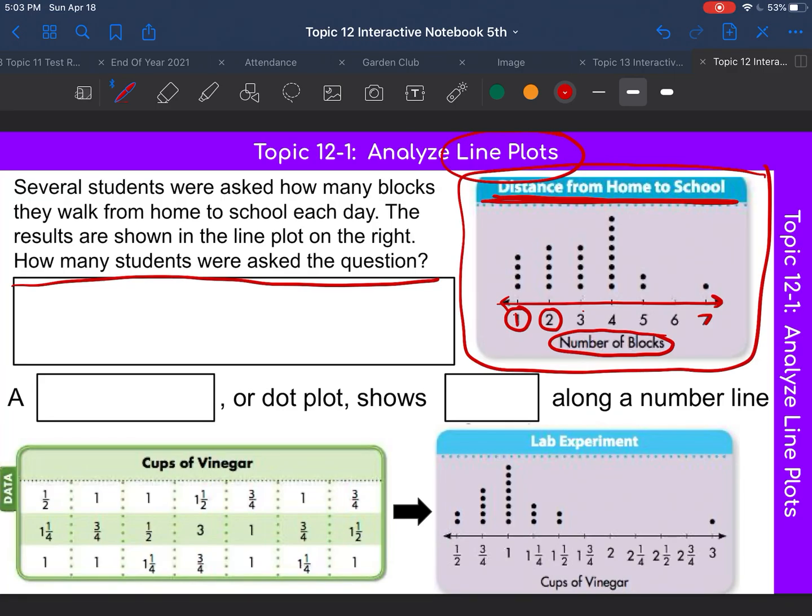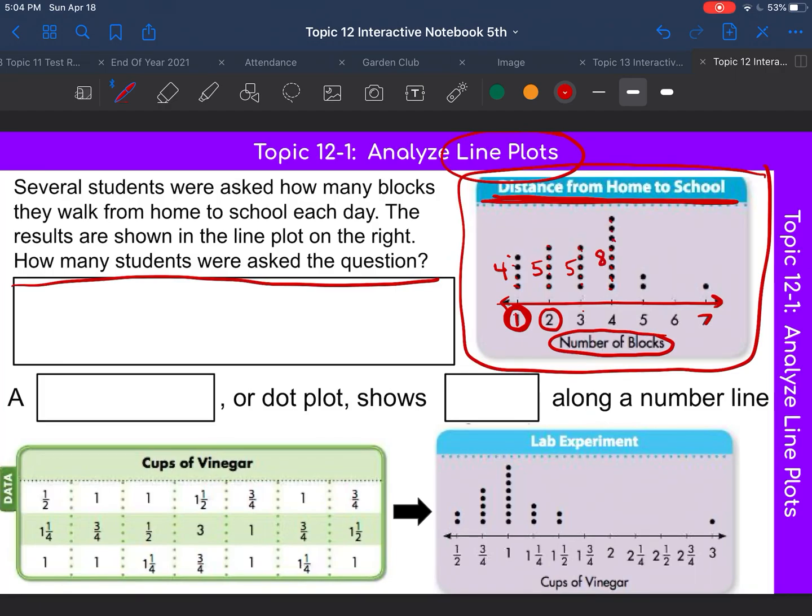So above each of the blocks, there are dots, okay? And that's part of the line plot. That means that for 1 block from home to school, 1, 2, 3, 4 people walk 1 block. Well, there's 5 dots above the 2, so that means that 5 people walk 2 blocks from home to school. There's again 5 dots for the 3, so 5 people walk 3 blocks from home to school. Now, above the 4, there's a little bit more. There's 3, 4, 5, 6, 7, 8.